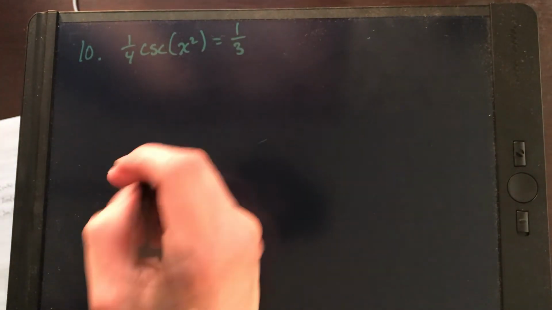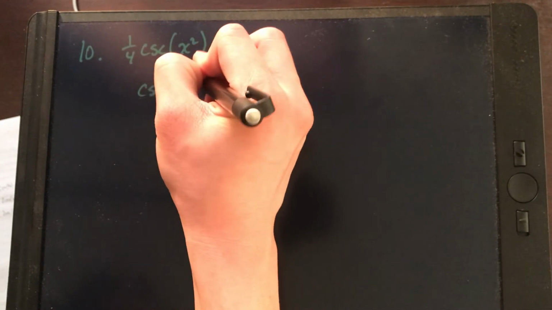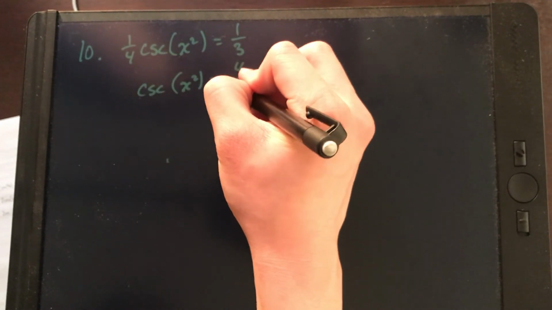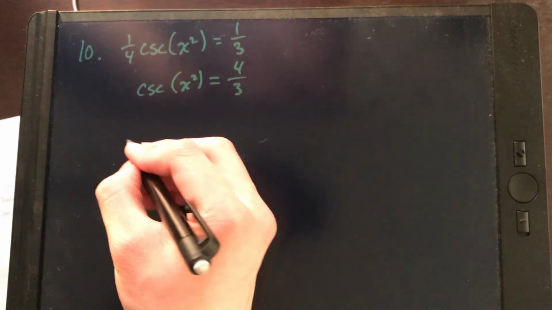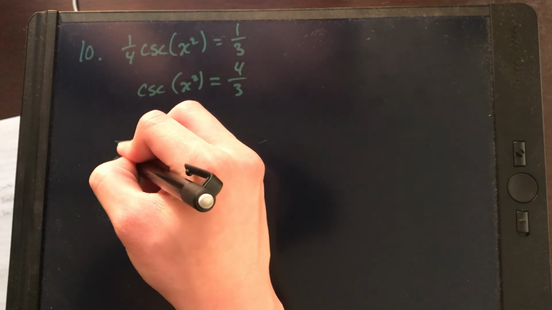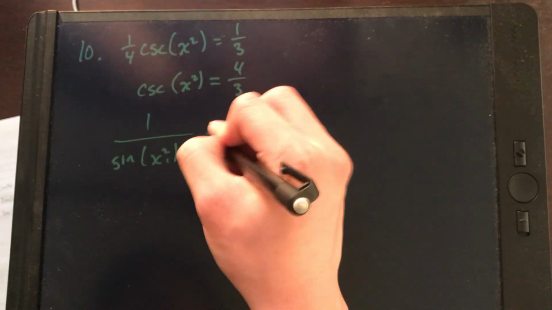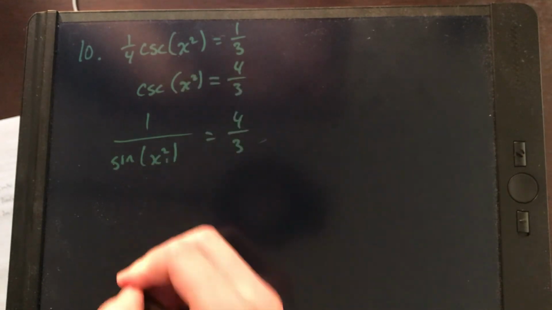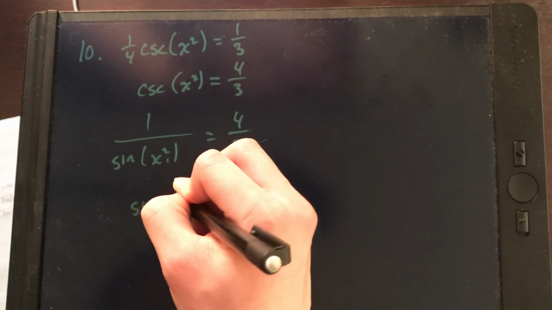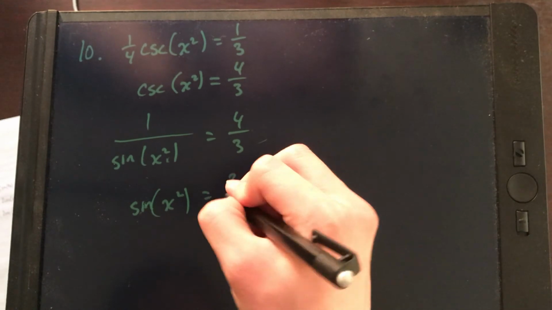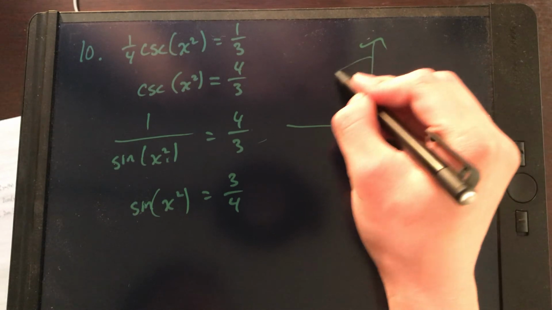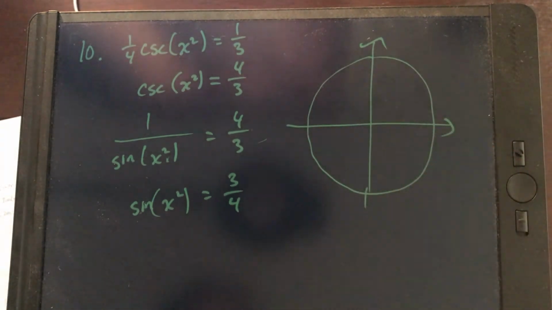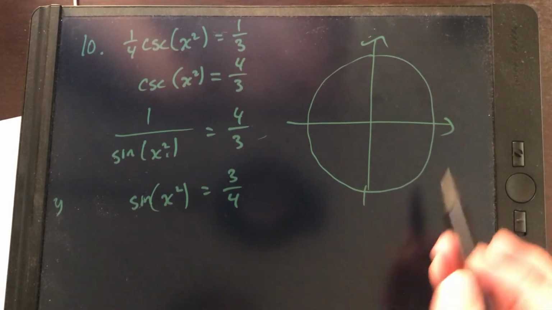I'm going to multiply by 4 on both sides in order to isolate my trigonometric function. There we go. And again, I don't like to see the cosecant. I'd much rather see the sine. So 1 over sine of x squared is equal to 4/3. I take the reciprocal, and I have sine of x squared is equal to 3/4. Again, just carry on drawing my unit circle. I'm going to look at sine as the y-coordinate. Where's the y-coordinate equal to 3/4?